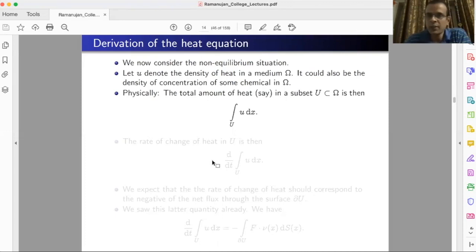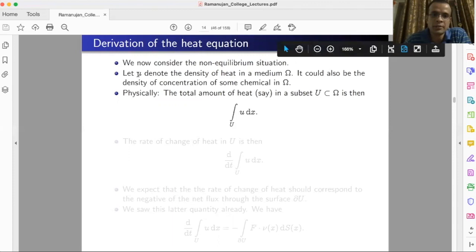Now, physically, the quantity U is the density. So the total amount of heat in a subset U is going to be given by an integral, which is the integral of U dx over a certain volume U contained in omega. Now let me emphasize that U is actually a function of X, the point, as well as of time. So this U here is a function of both X and T.